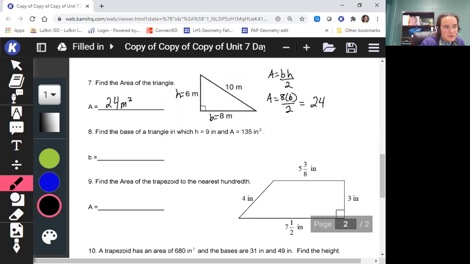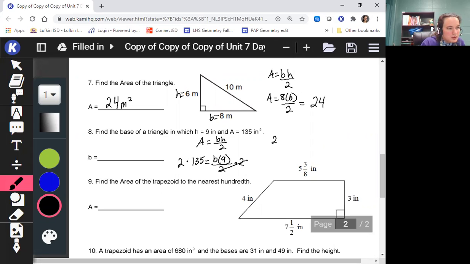Number 8, we want to find the base of a triangle in which the height is 9 and the area is 135. So again, remember that the formula for area of a triangle is base times height divided by 2. We're going to plug in what we know. So our area is 135 equals, we're looking for our base. We know our height's 9 divided by 2. So we're going to multiply by 2.